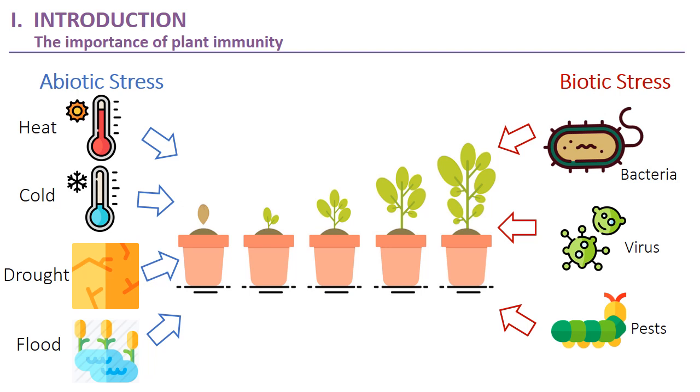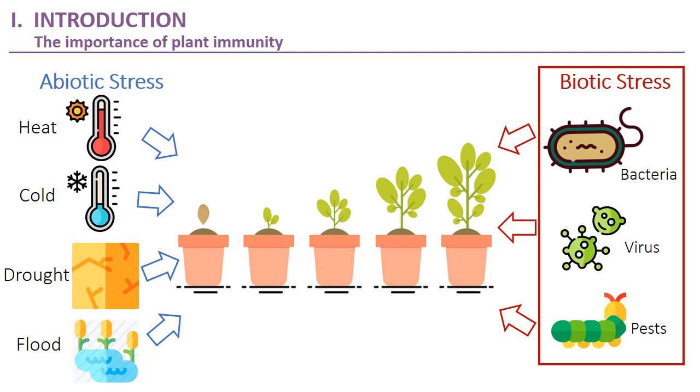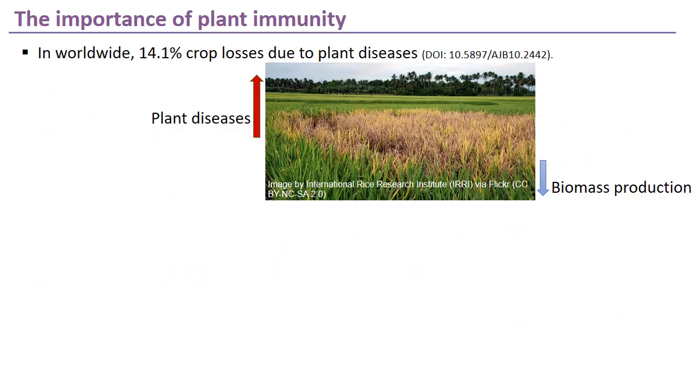During the growth, the plants are exposed to many kinds of stress. Abiotic stress contains heat, cold, drought, flood, and so on. In case of biotic stress, there are bacteria, virus, and pests. They can affect the plant and cause disease to the plant. Worldwide, 14.1% of crop is lost due to plant disease. So you can imagine if the plant disease increases, the biomass production will decrease.